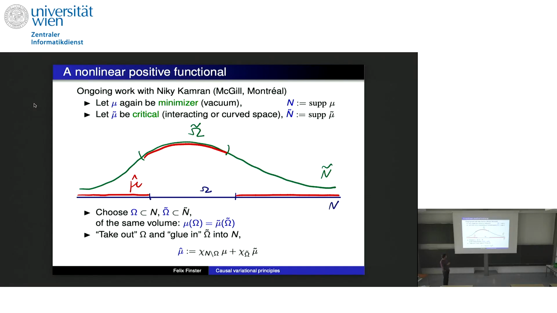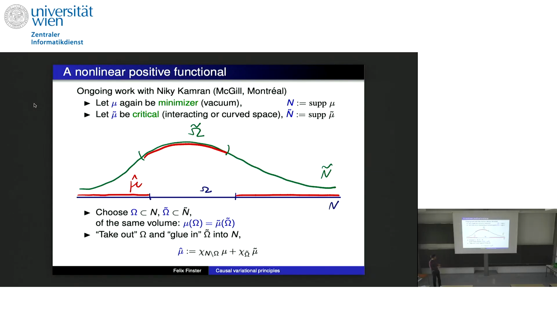And now we have another measure, mu tilde, which we assume to be critical. So critical means that this function little l is 0 on the support. And its support is M tilde. So always tilde refers to the interacting or curved space-time or space, and no tilde is the vacuum. Okay, and now similar to before, we choose a subset omega of M, a subset omega tilde of M tilde, and we assume that they have the same volume. And now we take out this part here and replace it by the part over here.